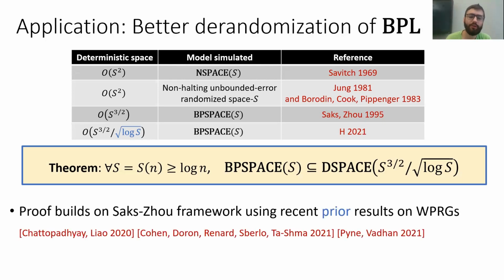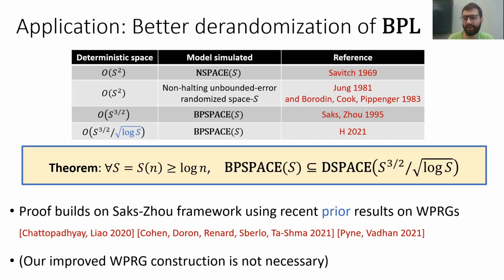The proof of this theorem uses Saks and Zhou's approach and then combines that with some of this recent work on weighted pseudorandom generators. And I want to emphasize that actually for this application, it's sufficient to use recent prior results on weighted pseudorandom generators. It's not actually necessary to use this last improved construction of weighted pseudorandom generators. That's the main theorem in this paper.